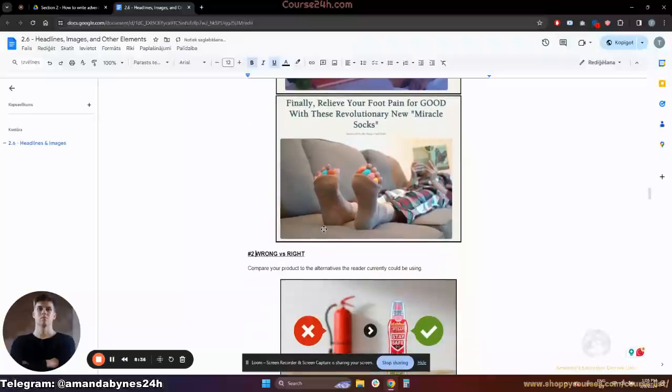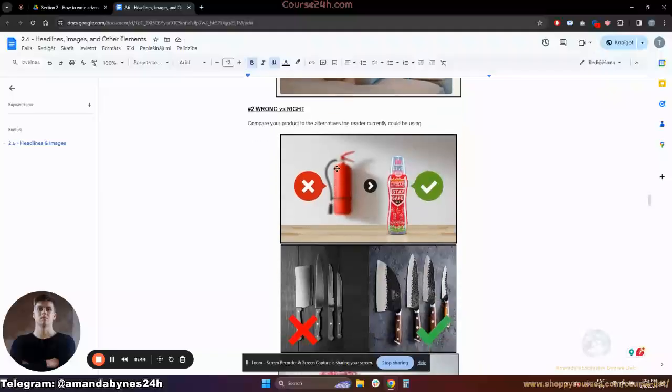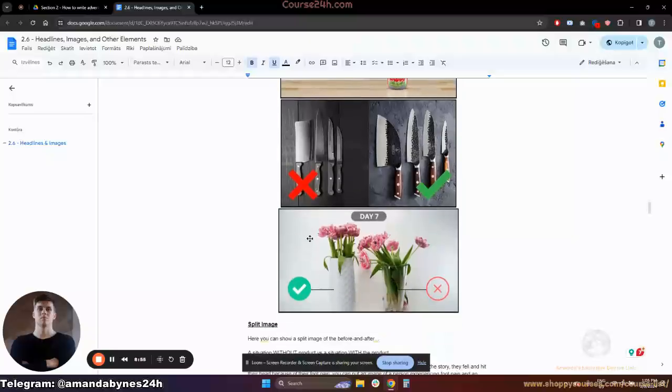Number 2, wrong versus right. Compare your product to the alternative, like challenge their common belief. They might think a fire extinguisher is the best option for fire safety. It's actually not. It's actually this. Their knives at home might be fine. They're actually not. These are much better. Or like your vase, it's just a vase. What difference can it make? Well, it actually can. Like what was the headline? This vase can make your flowers stay alive for X amount of days longer.